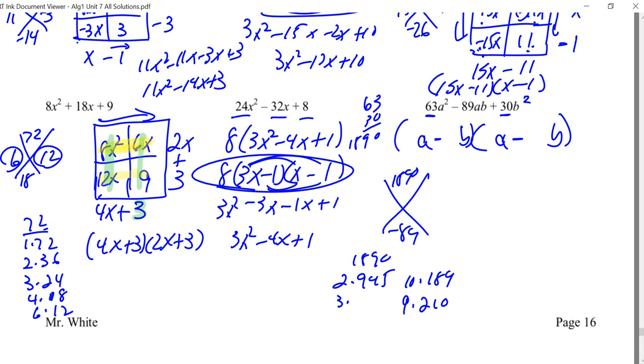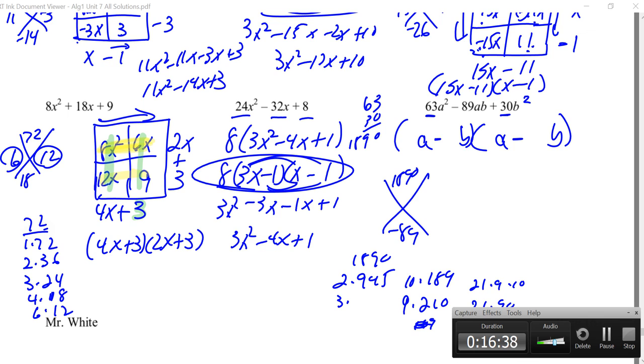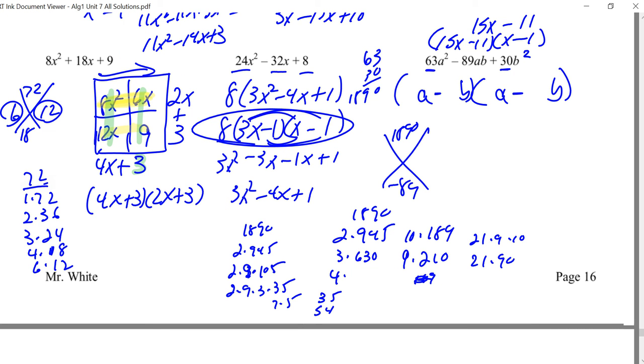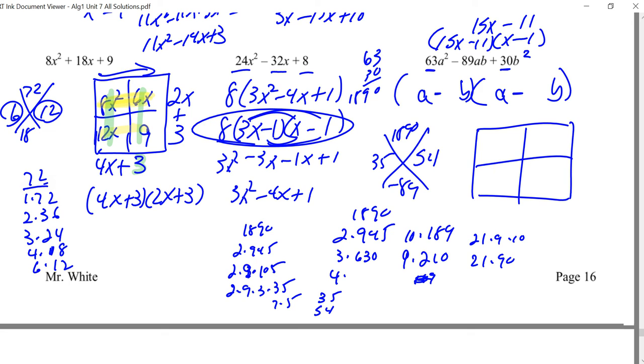Let's see, 189. So that is actually 21 times 9 times 10. I'm looking, and they're both negative. I'm just looking to find these factors. Give me a second. Okay, you're not going to believe this, but for real, 35 and 54 are the factors. That is just so mean. Okay, here we go. So we do the box.